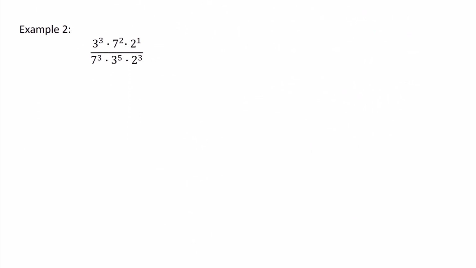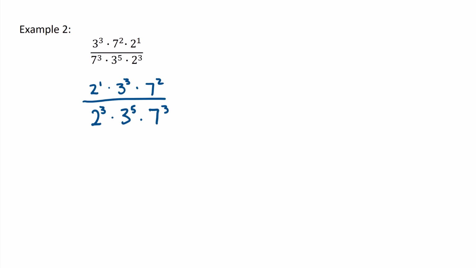In example 2, our factors, our bases, are not stacked nicely up above each other. So let's just rewrite this. 2 to the 1 in the numerator, 2 to the third in the denominator. 3 to the third in the numerator, 3 to the fifth in the denominator, and 7 to the second over 7 to the third in the denominator. So these are all multiplied. There's a division bar in between.